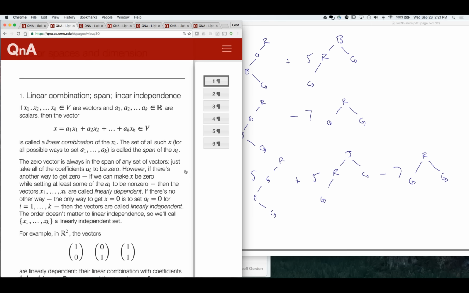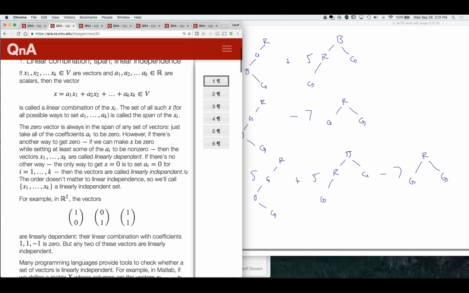A linear combination of vectors sums up to another vector. If that vector happens to be the zero vector, that's interesting. And that's what's going to let us define linear dependence or linear independence. So a set of vectors will be linearly dependent if we can sum them up with non-zero coefficients but still get the zero vector as the result, right? So here's an example in R2. If we take this vector plus this vector minus this vector, we'll get the zero vector, which is 0, 0.